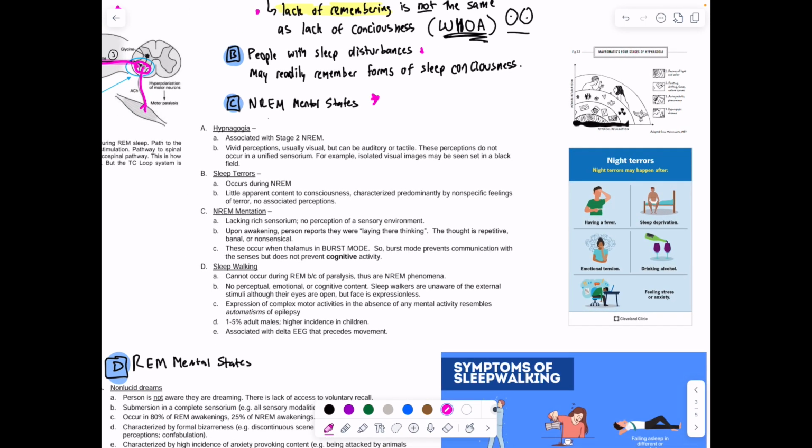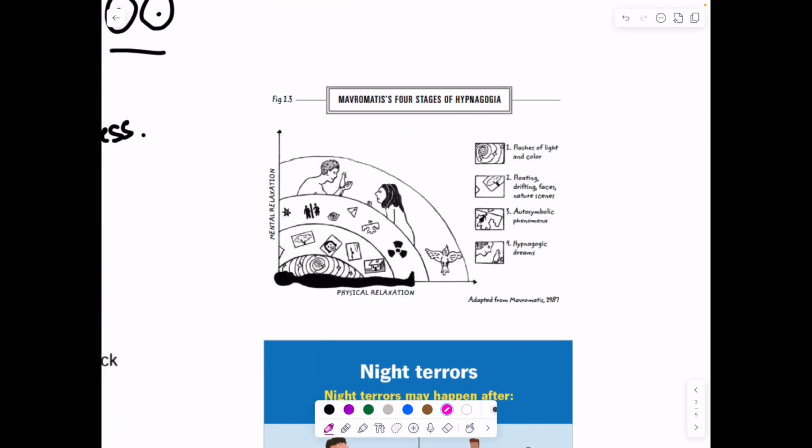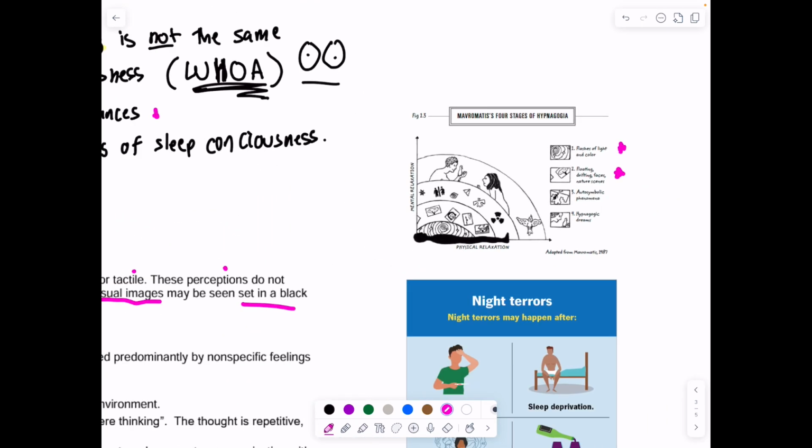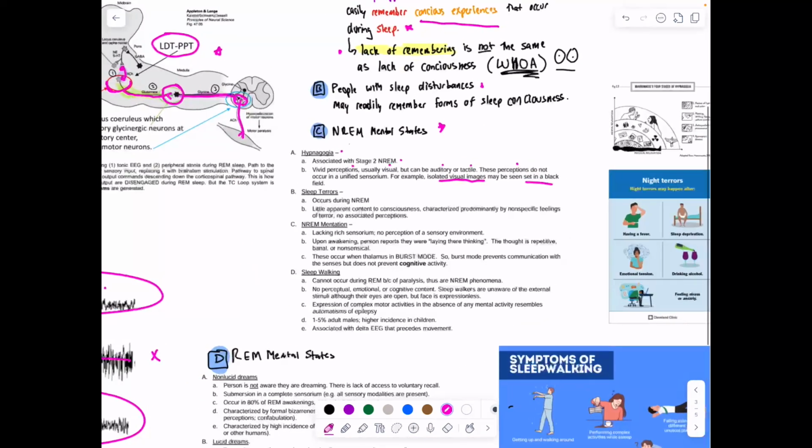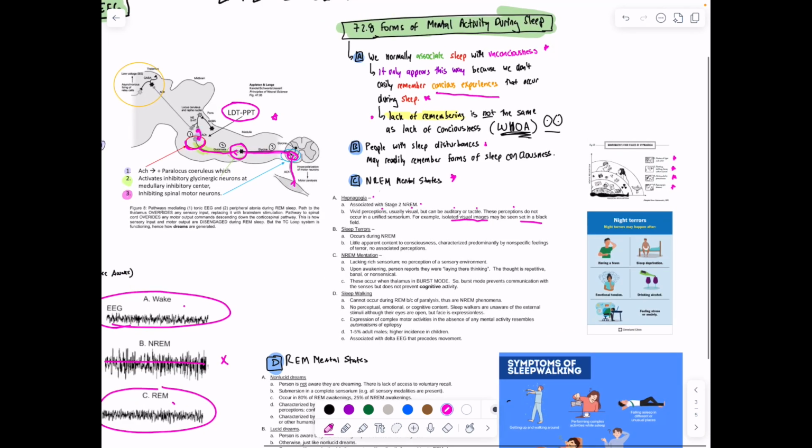All right, so in non-REM you have some different conditions. You have hypnagogia, which is associated with stage 2 non-REM. You have very vivid perceptions, usually visual but can be auditory or tactile, and these perceptions do not occur in a unified sensorium. For instance, you may see isolated visual images set in a black field. You get flashes of light, floating or drifting faces, nature scenes, auto-symbolic phenomena, or just bizarre things. There's still some consciousness there. We remember it as a conscious experience, despite the fact that you are asleep, right?